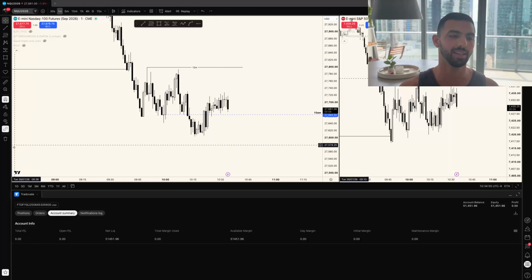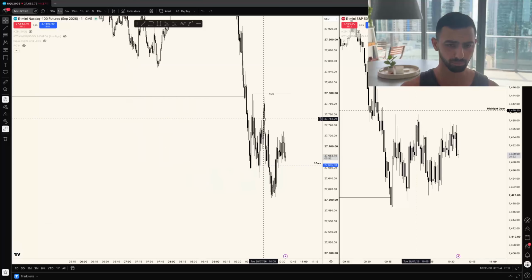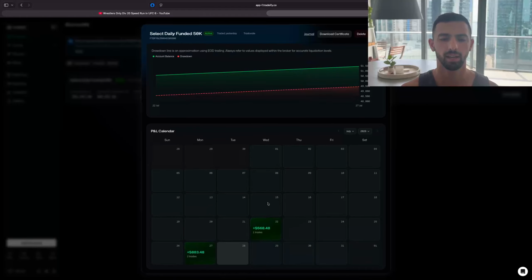So, as you can see, the account is a funded account, live, up $1,451. So, pretty much, I took two trades. Let me show you the dashboard as well. So as you can see over here, select daily funded, 50K. I took a trade on Wednesday, made $568. Thursday didn't take anything. Friday didn't take anything.